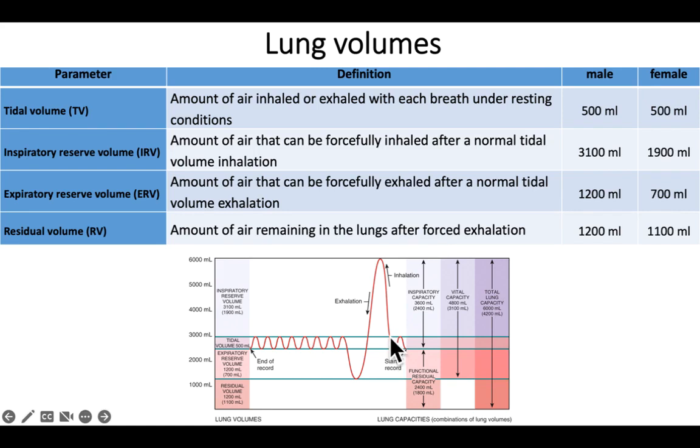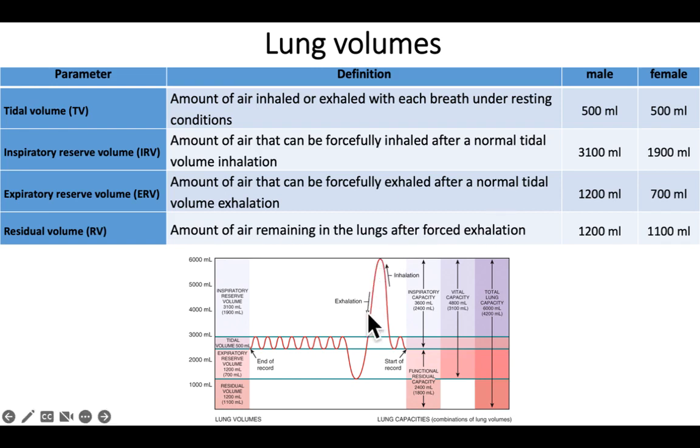The next is to take a deep breath. So you take that initial quiet breath, and then you inhale as much as you possibly can. So from this point here up until this point is known as inspiratory reserve volume. That's the amount of air that can be forcefully inhaled after you've already inhaled that tidal volume. So now we're basically up here.